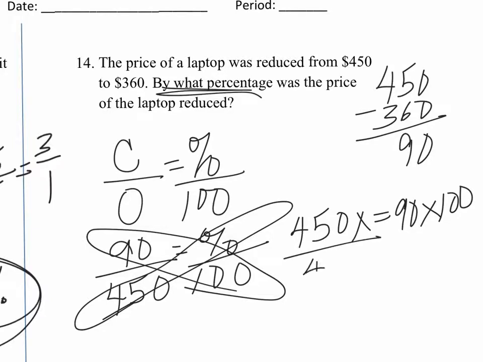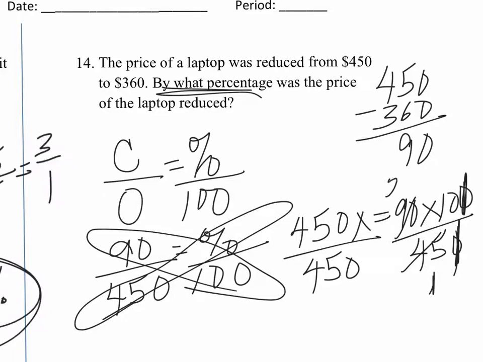Divide both sides by 450. You'll notice you can drop 1 0 on each, and 45 goes into 90 2 times. 2 times 10 is 20. That gives you 20% for your answer.